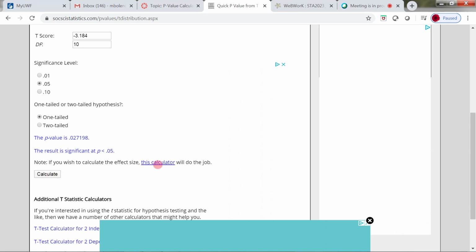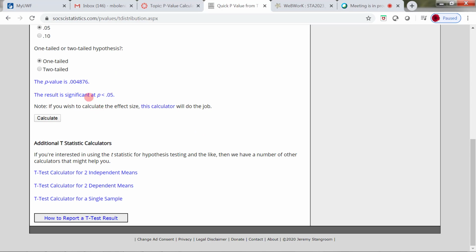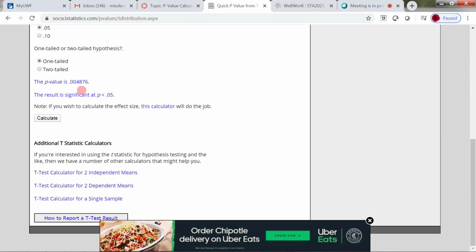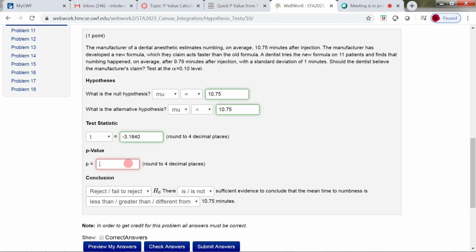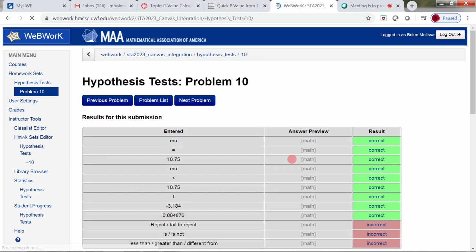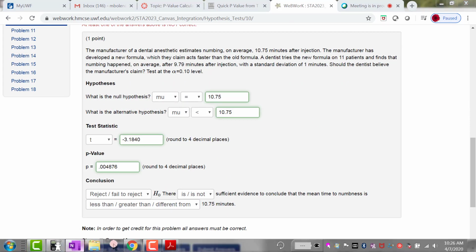Did that calculate it? I guess it did calculate it. There we go. So 0.004876. I think when you put it in WebWork, you have to go to 4 significant digits, so you're going to put in this whole thing: 0.004876. Let's submit that and see if that works. It did. Let's come back over and finish it up properly over here.